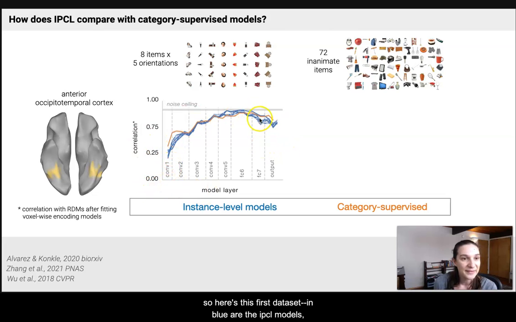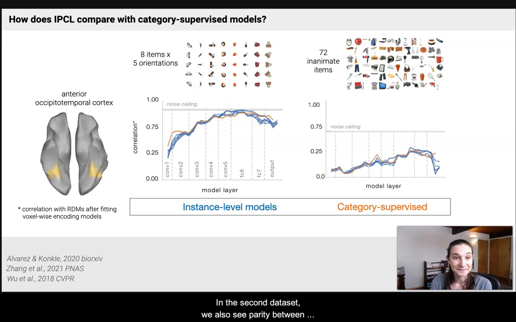In blue are the IPCL models, and in orange is the category supervised model match. And what you can see is that both the instance level models, which have no supervision, achieve the same level of performance as the category supervised models. And in this data set, they even reach the noise ceiling.